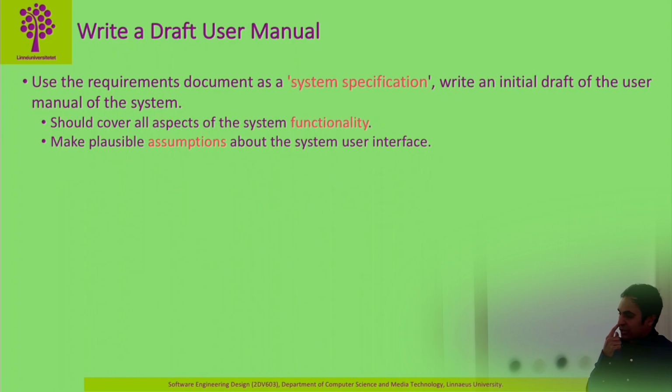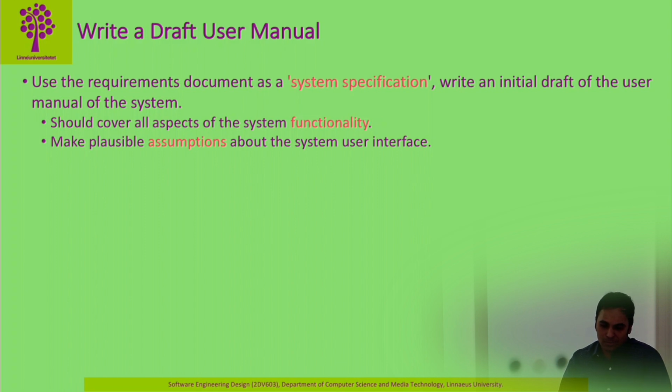So once we have a prototype, there should be a guide or guideline that can be used while you are playing with the prototype, let's say the automated prototype. And for that one, you need to write a draft user manual. So these days, every software or every program comes with a user manual.